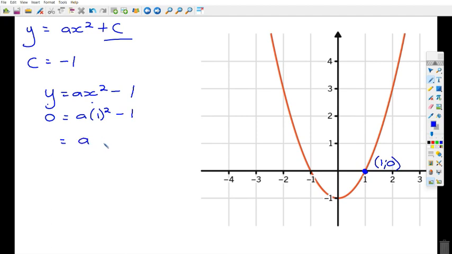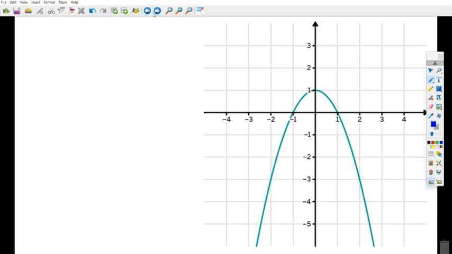So a times 1 squared is just a, minus 1, equals 0. Take the 1 over, a is equal to 1. So my equation of this parabola is going to be y is equal to 1x squared minus 1. And there's my equation for that parabola. Nice and easy, guys. I hope that's making sense.